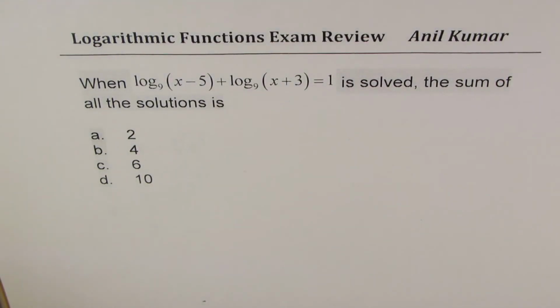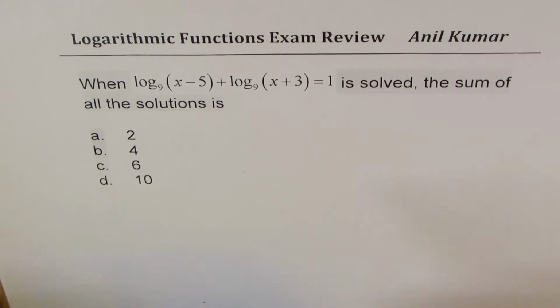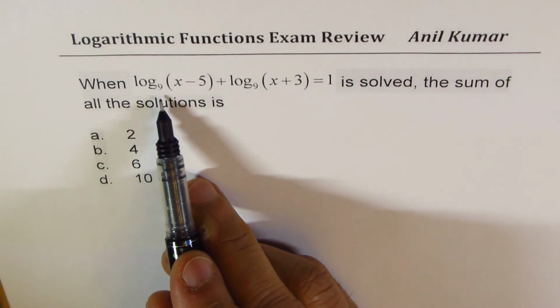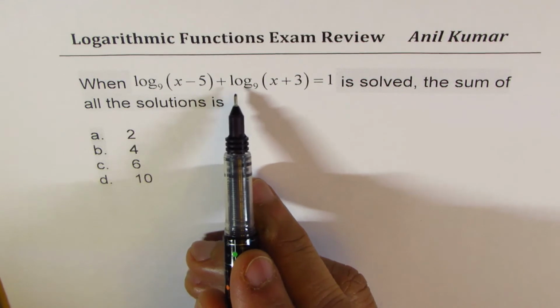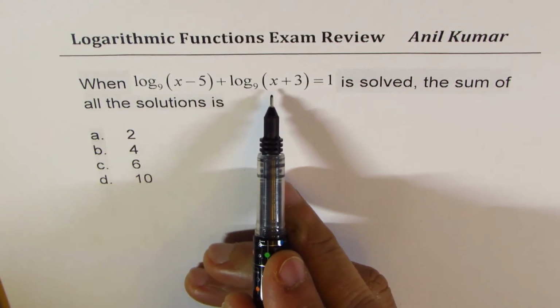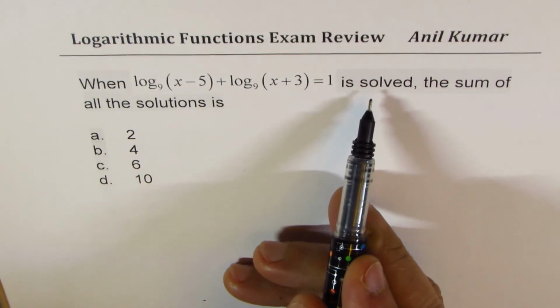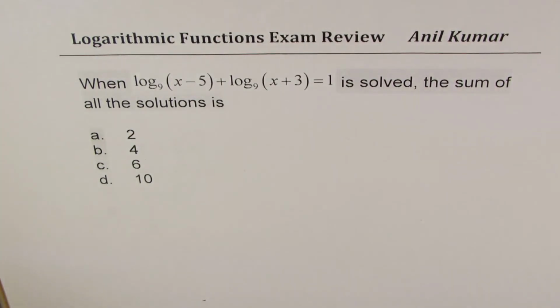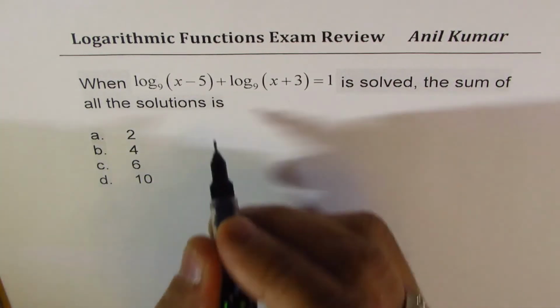We are almost at the end, 2 more questions to go. When log to the base 9 of (x minus 5) plus log to the base 9 of (x plus 3) equals 1 is solved, the sum of all the solutions is what? So let's solve and figure it out.